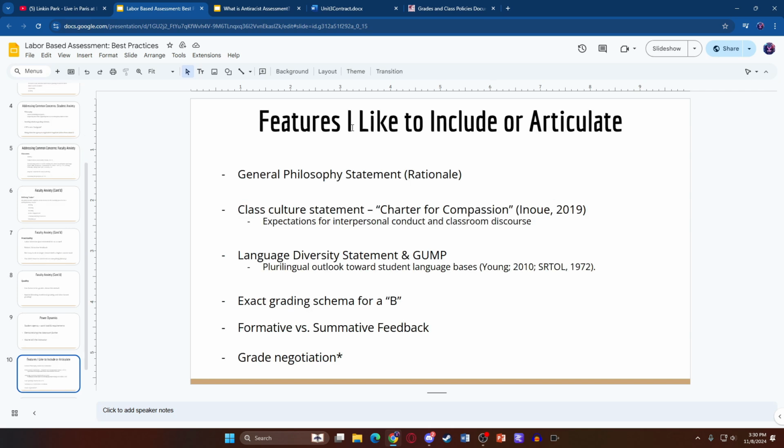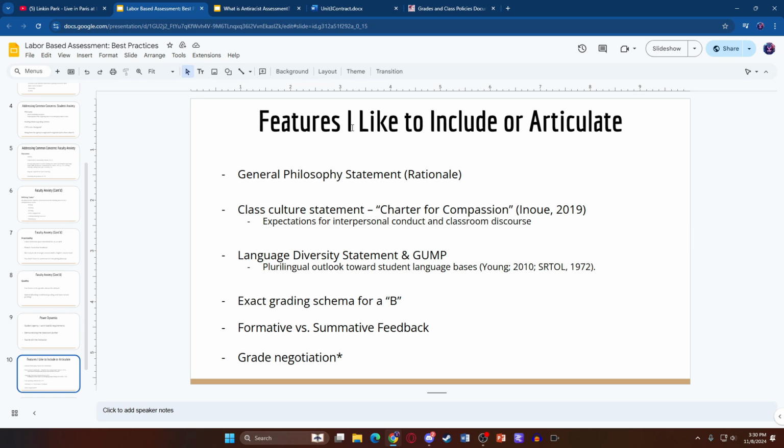So just some things that I always feature in my labor-based contracts. I have a general philosophy statement. That's usually the first thing in my contracts, right? It's background on labor-based grading practices and why they work, or why they're a good thing. I have a class culture statement, which Dr. Inouye might call a charter for compassion, but it's basically my expectations for interpersonal conduct and classroom discourse.